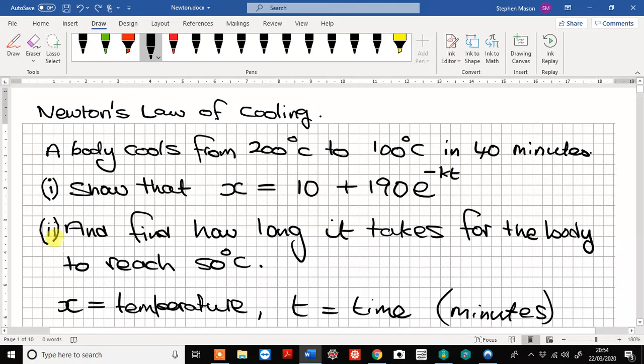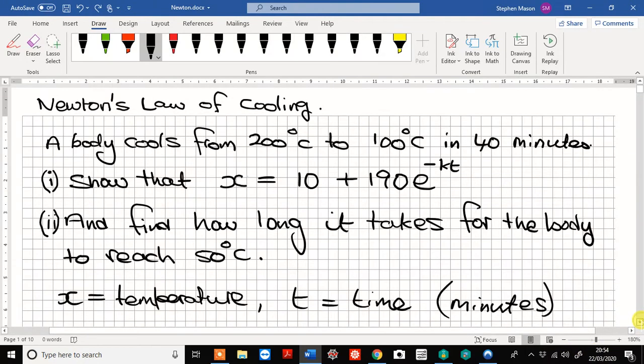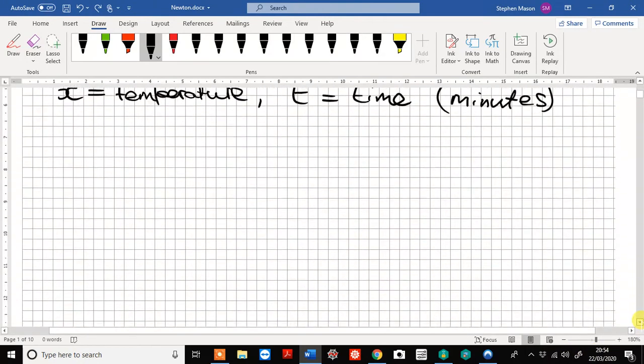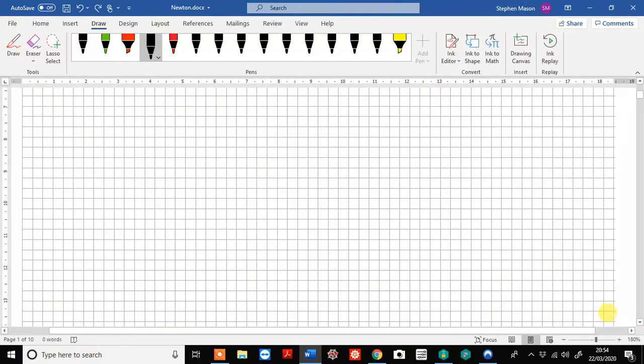In part two, we're asked to find how long it takes for the body to reach 50 degrees C. Again, X is temperature and T is time in minutes. So let's make a start and see if we can answer both parts 1 and 2 of the question.